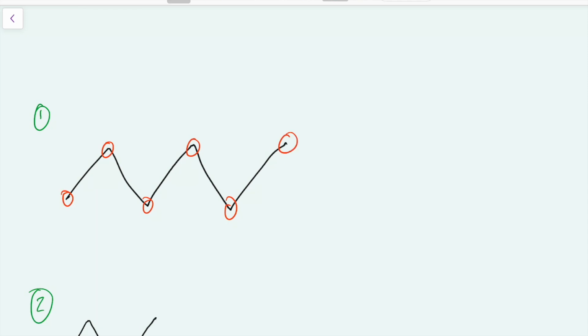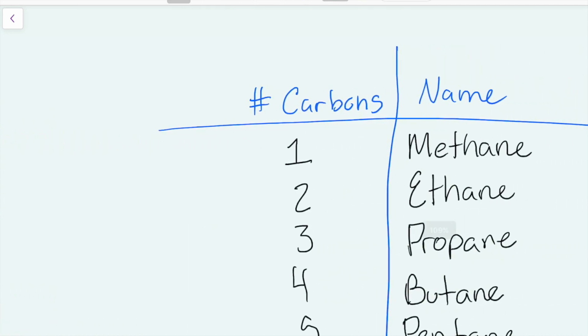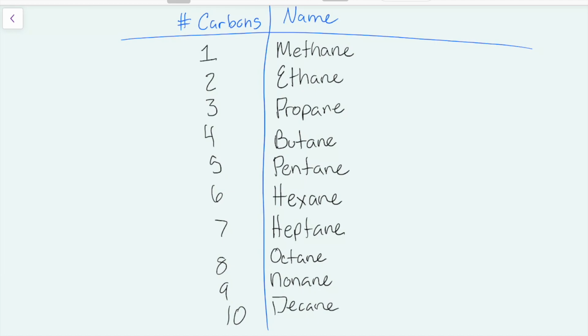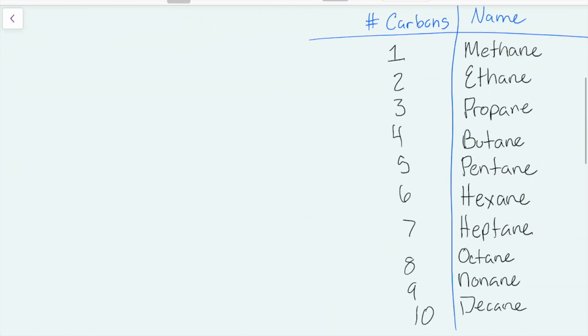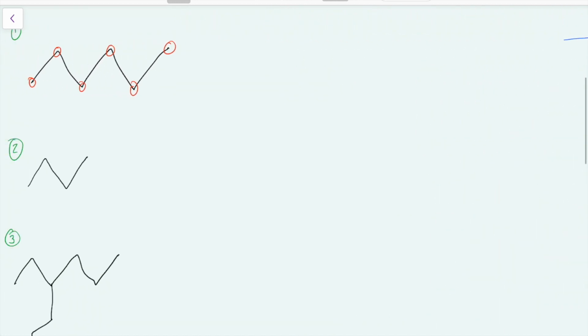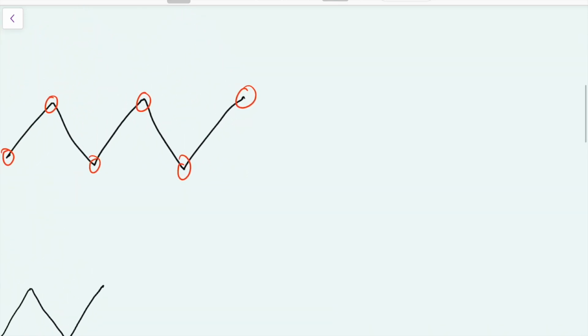There is a method to the number of carbons and what the name would be. If we look over here, it shows us if we've got 1 carbon, methane, 2, ethane, 3, propane, and so on. This chart is something you're going to need to be familiar with. This will help you out a ton, and if you memorize it, it'll be much easier. If we go back to that example, we said it had 6. So 6 is hexane. This is going to be hexane.